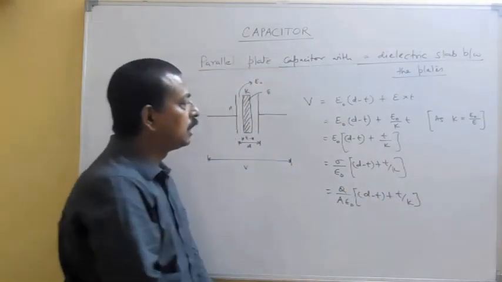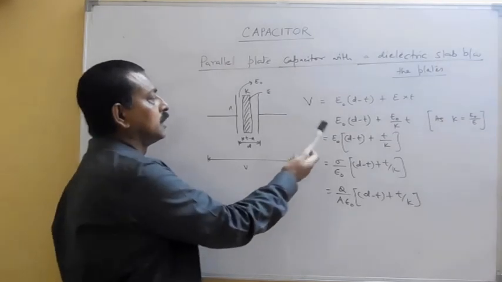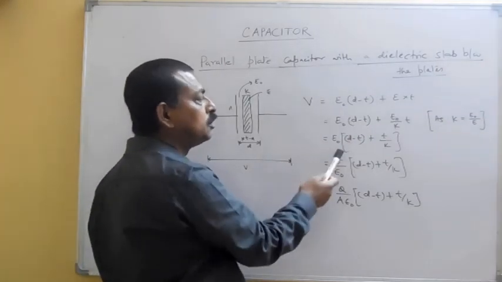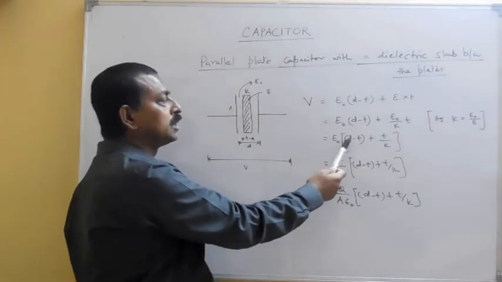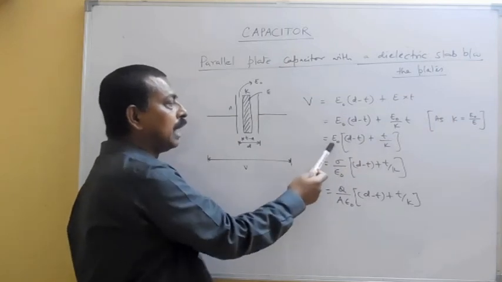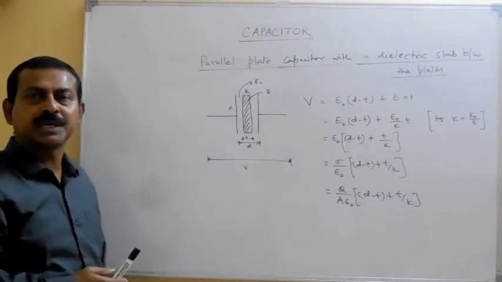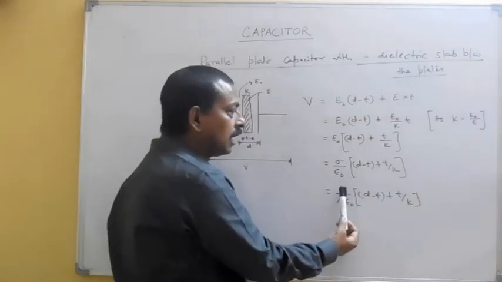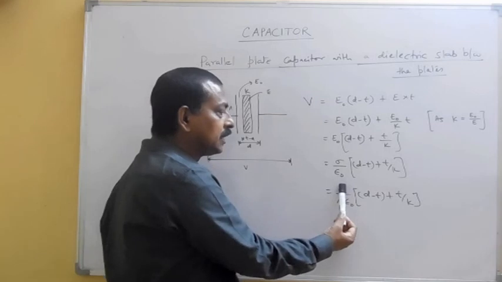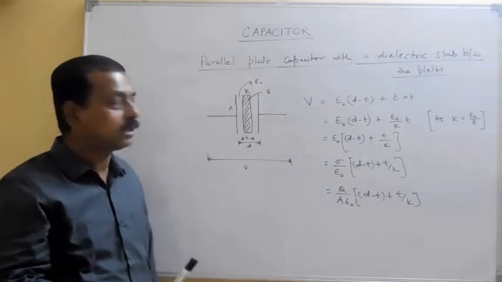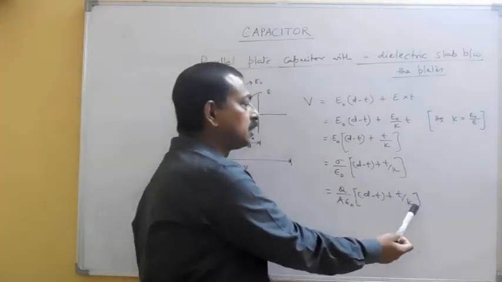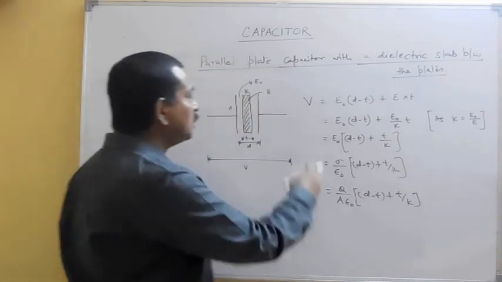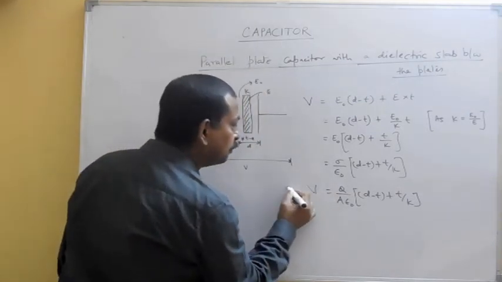Now, up to this expression state, I think it is clear. We have just taken E naught outside. So it is your E naught into D minus T plus T by K. And E naught we can write as sigma by epsilon naught. So this will be D minus T plus T by K. This again can be written as Q by A into epsilon naught, which is D minus T plus T by K. Now, all this was equal to V.